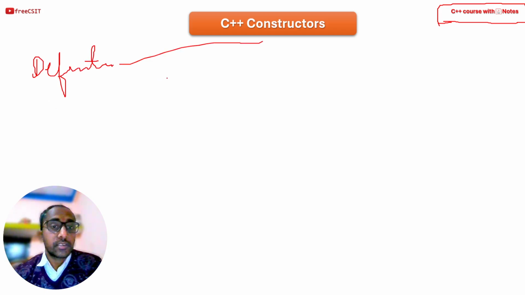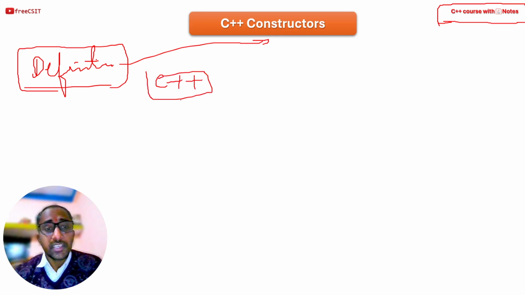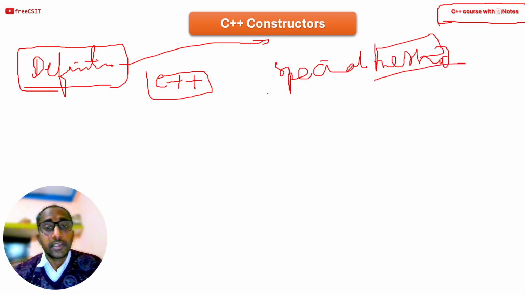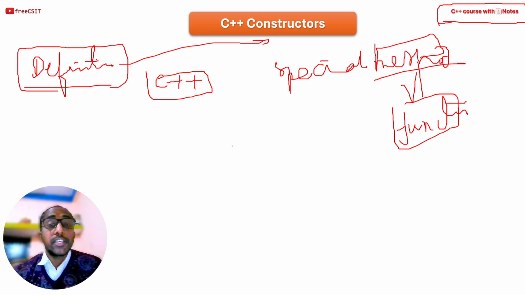The definition of constructor: C++ is an object-oriented programming language. In the C++ programming language, a constructor is a special method. As you know, when I'm saying method here, method means function. You have to understand it like this. It is a special type of method that is automatically called when an object is created. So what does it mean?